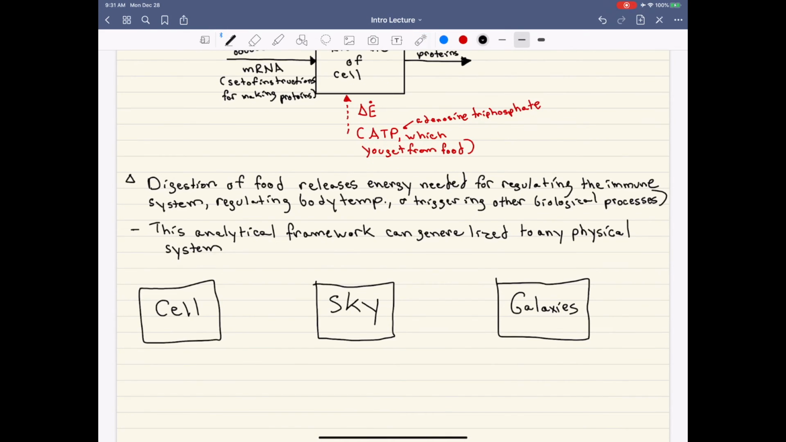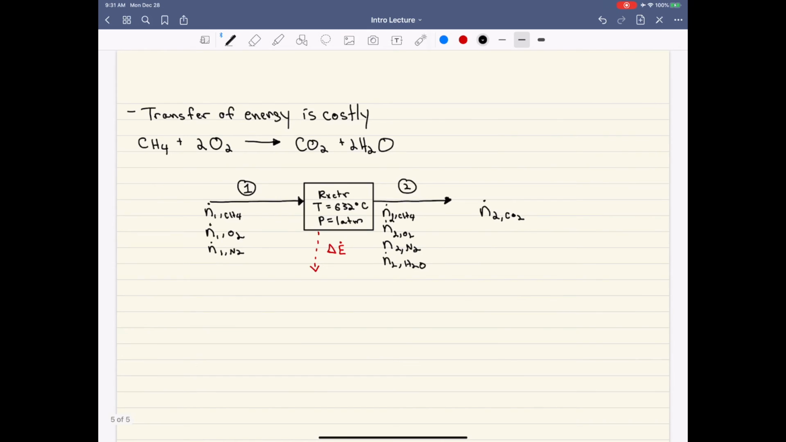Okay, and so I've talked in general terms about energy transfer from one form to another. But one of the major things that you're going to learn about in this course is that for the transfer of energy, there are going to be some costs associated with it. To demonstrate this, I want to return to the combustion of methane example that we discussed previously.